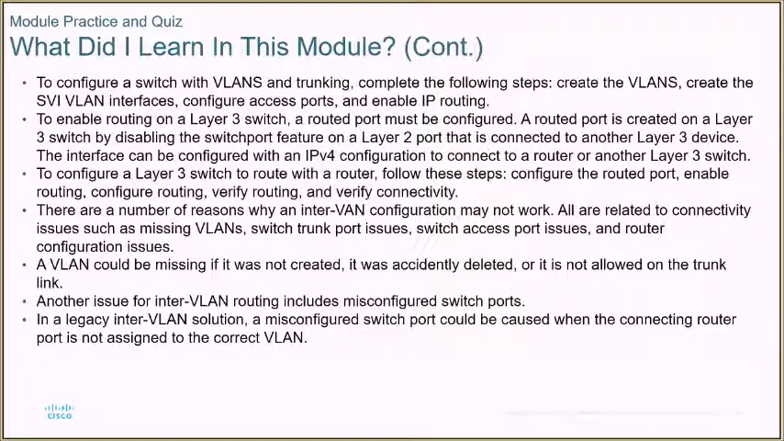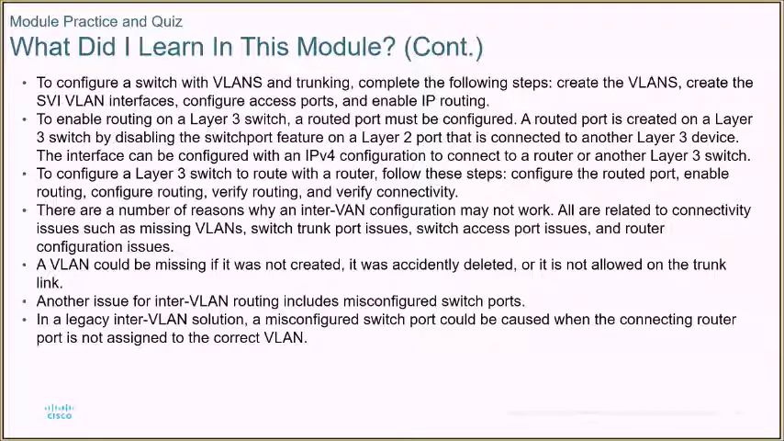Okay, to configure a switch with VLANs and trunking, complete the following steps: create the VLANs, create the SVI interfaces, configure access ports, and you need to enable IP routing. To enable routing on a layer 3 switch, a routed port must be configured. A routed port is created on a layer 3 switch by disabling the switchport feature on a layer 2 port that is connected to another layer 3 device. The interface can be configured with an IPv4 configuration and connect to a router and then another layer 3 switch. To configure a layer 3 switch to route with a router, follow these steps: configure the routed port, enable routing, configure routing, verify routing, and verify connectivity.